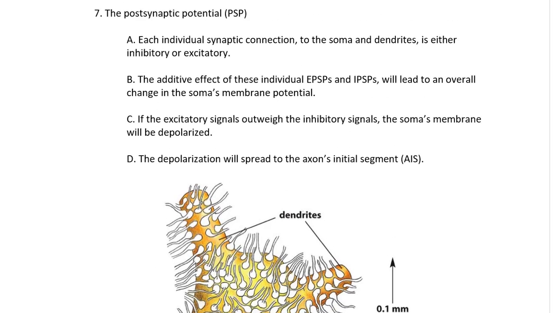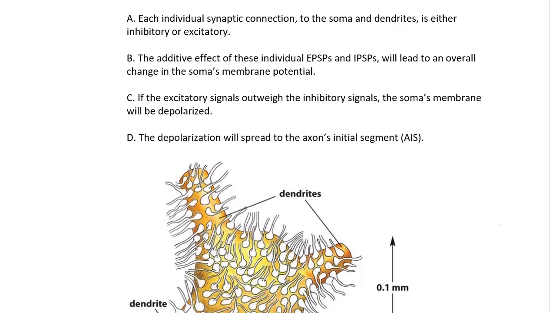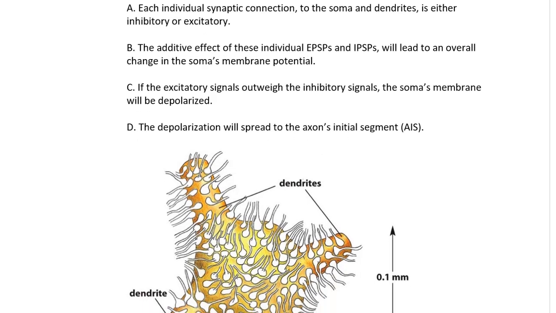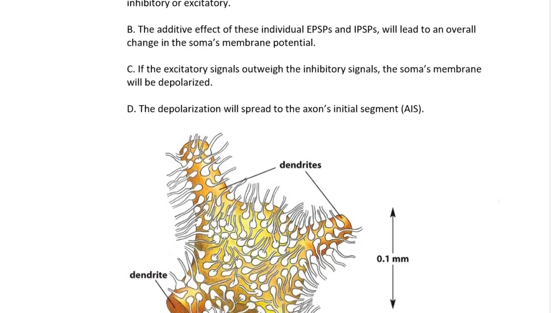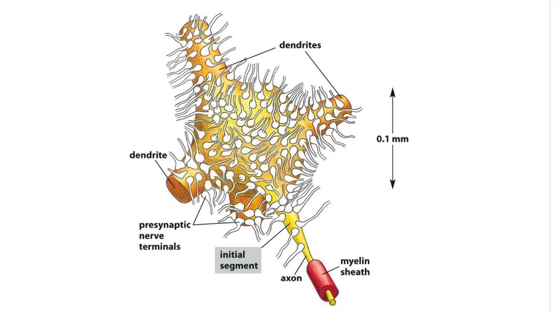The additive effect of these individual EPSPs and IPSPs will lead to an overall change in the soma's membrane potential. So the soma right here that we're looking at, and the stems of the dendrites are kind of being shown. Eventually, all these EPSPs and IPSPs will have an overall effect on the membrane potential of the soma. If the excitatory signals outweigh the inhibitory signals, the soma's membrane will be depolarized. The depolarization will spread to the axon initial segment, which is the area right here.